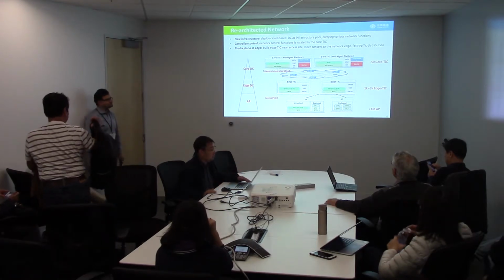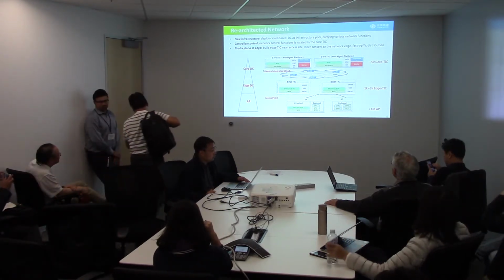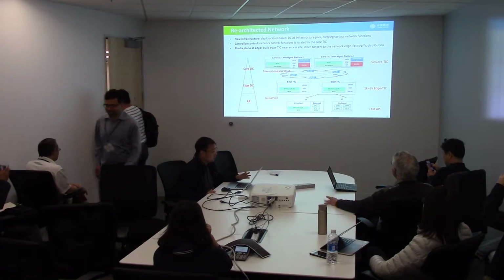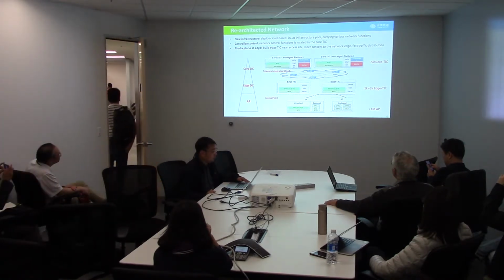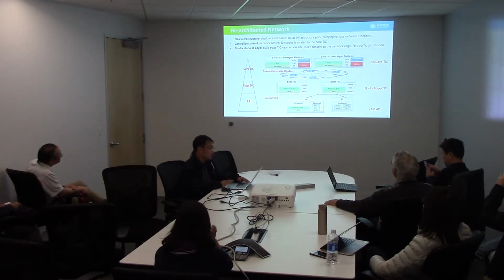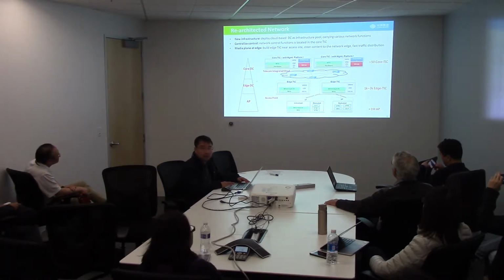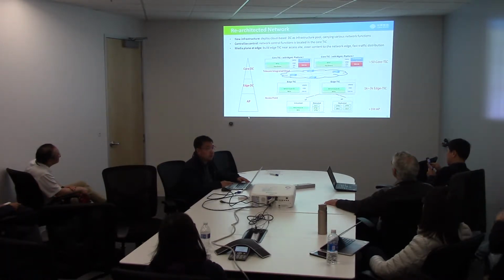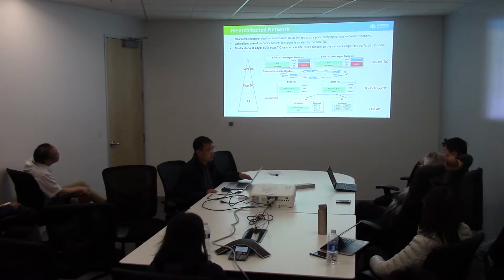How will it work in the network? Here I show a picture. The whole network will be separated into 3 different layers. In the access layer, we will have millions of access points. I just mentioned that we have more than a million base stations. In the future, all those base stations will be our access points.